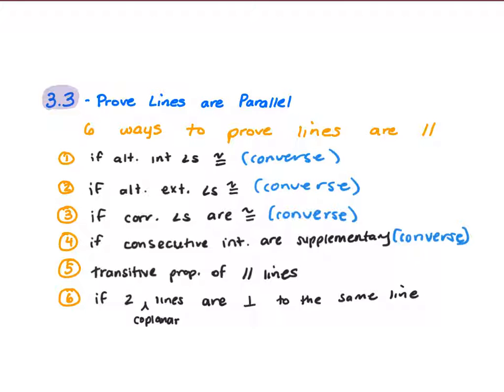So 6 ways. If you're doing a proof and the goal at the end is to prove that the lines are parallel, then you can go back to the 6 ways that you have, figure out which one works, and then make your steps go from there. If you're proving information about angles, then you're using the original ones.